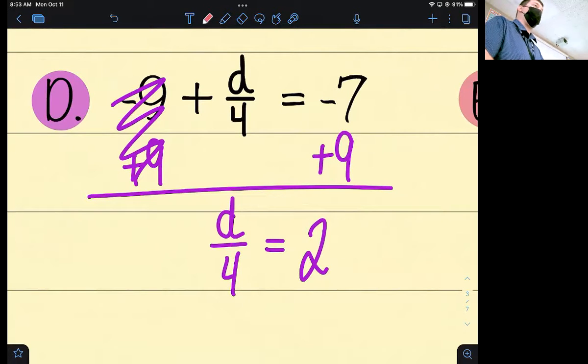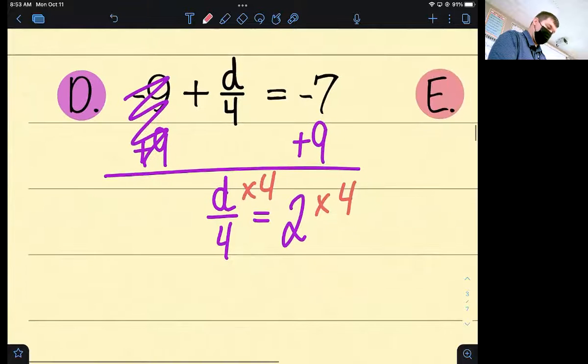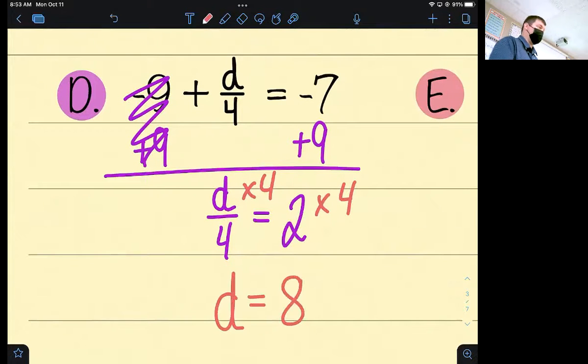Not plus 9. I'm trying to get rid of that 4. What's the 4 doing to that d term? Dividing. What's the opposite of dividing? So we're going to times both sides by 4. Bryce, tell me what 2 times 4 is. 8. So d is equal to 8.